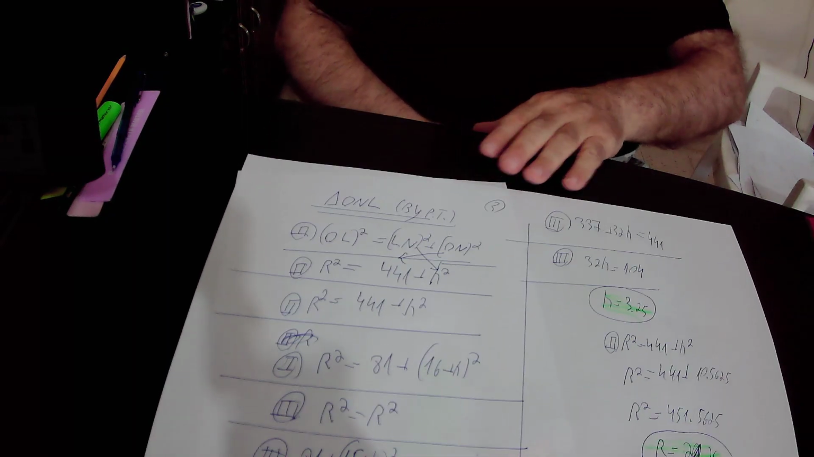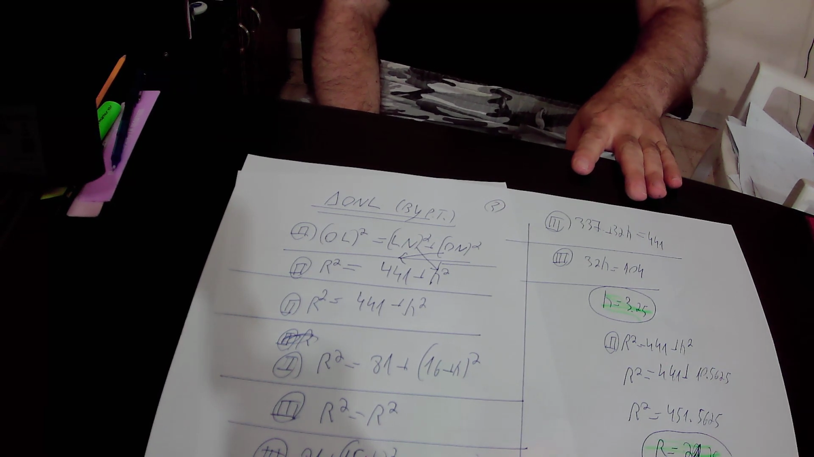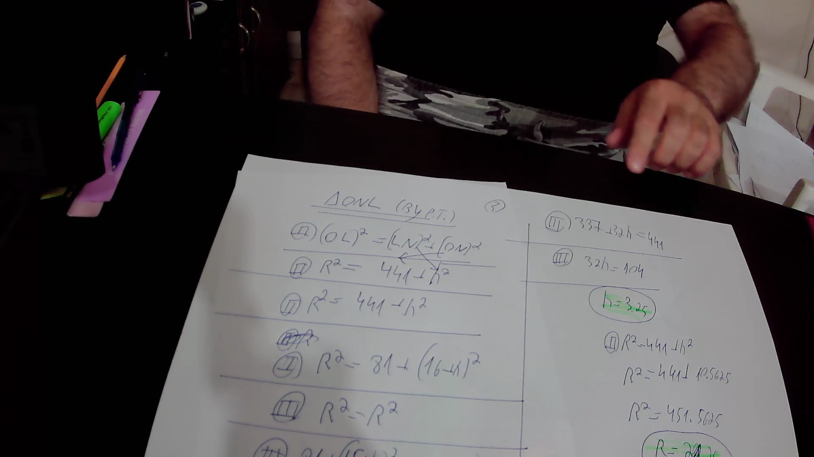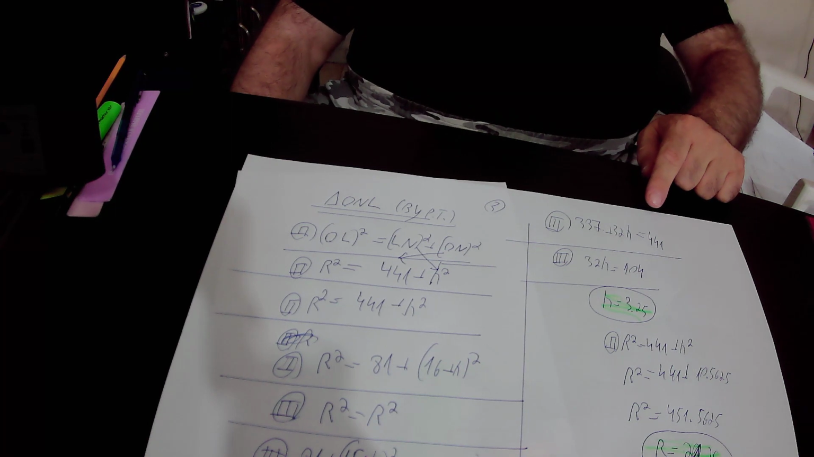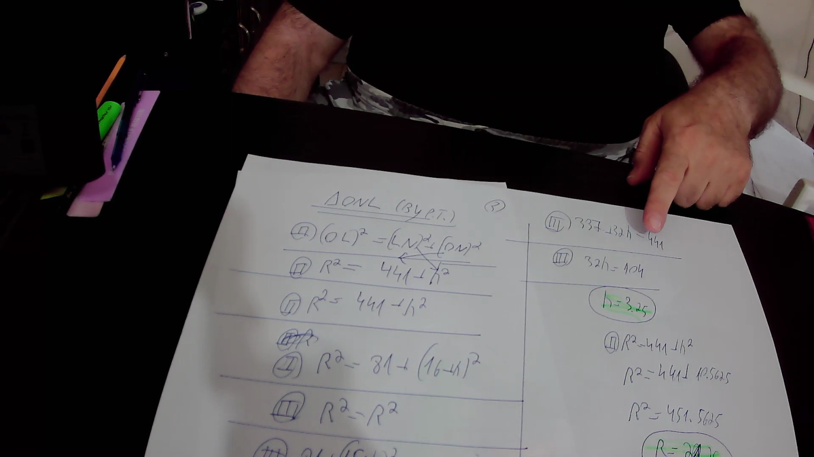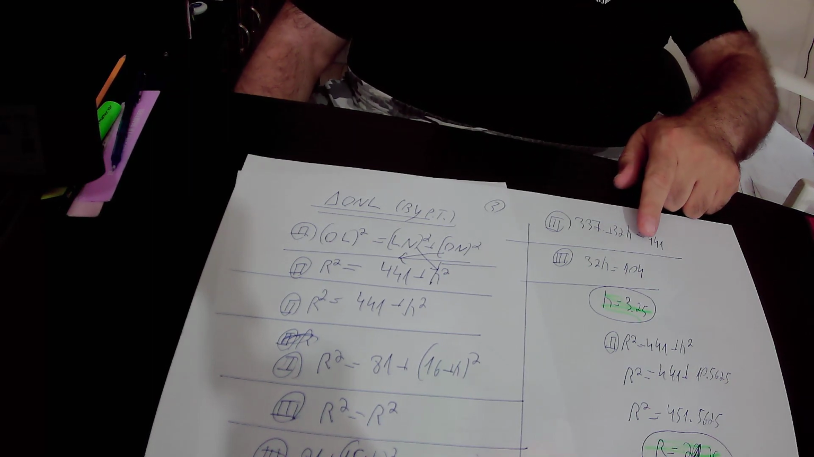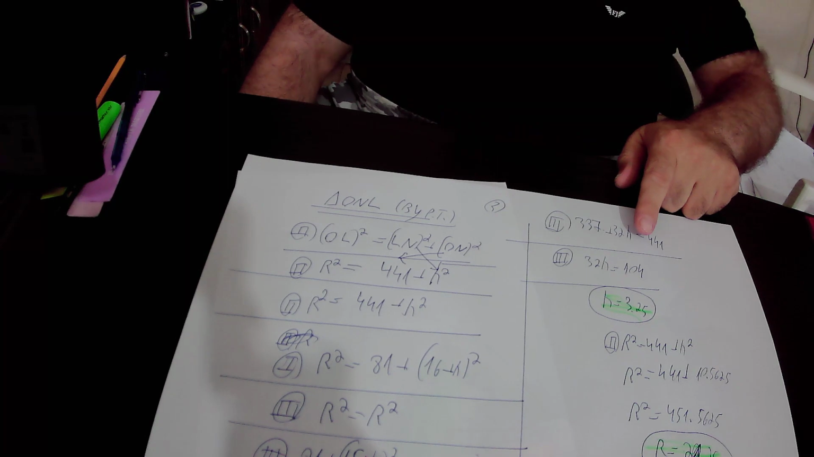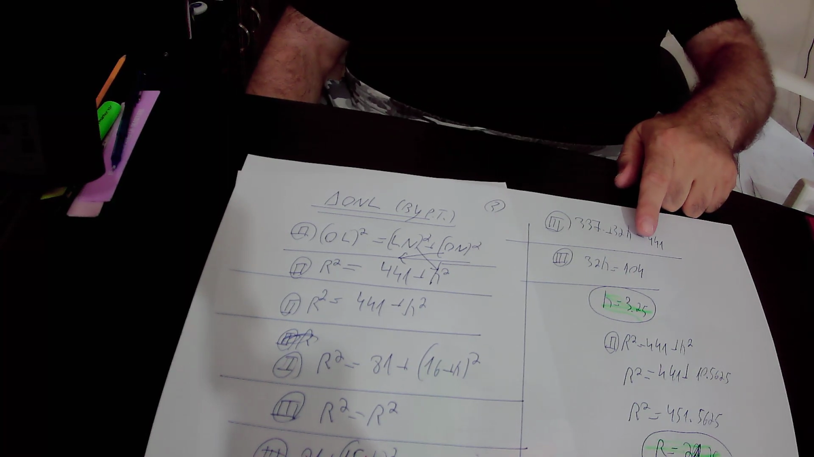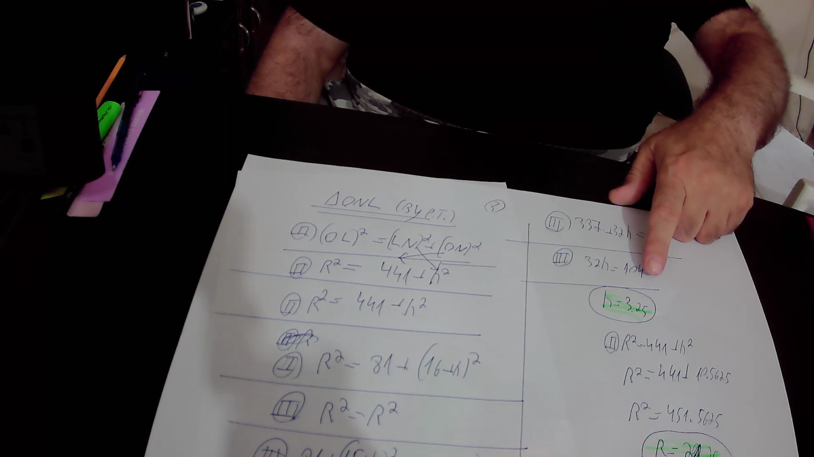Here we subtracted 337 from both sides of equation number 3, and we found that 32H equals 441 minus 337, which equals 104. So 32H equals 104. We divided by 32, and we found that H equals 3.25 units.